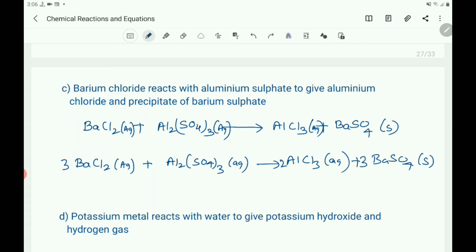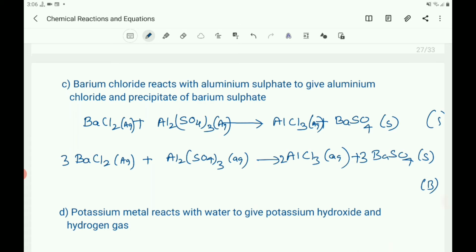In this way you got the balanced equation 3BaCl2 plus Al2(SO4)3 gives 2AlCl3 plus 3BaSO4, which is a balanced equation. It is a balanced equation, it is a skeletal equation. In this way you got the equation which is balanced. The chemical reaction is translated into a balanced chemical equation.